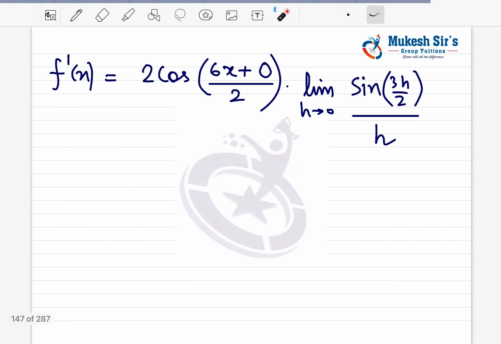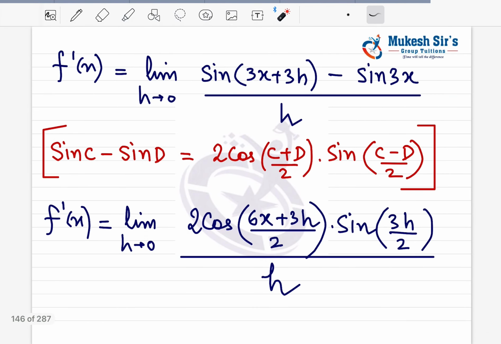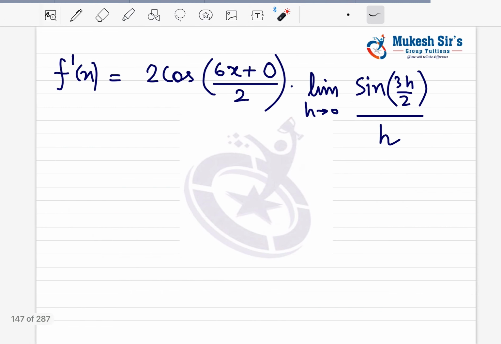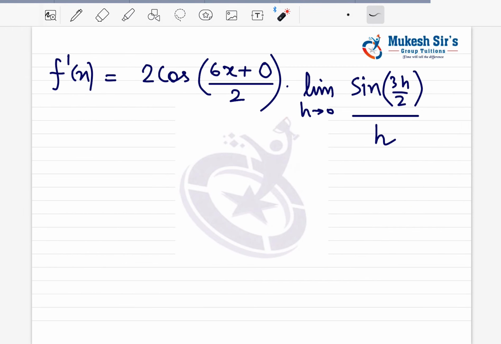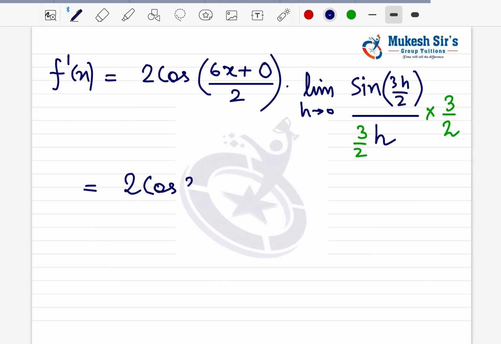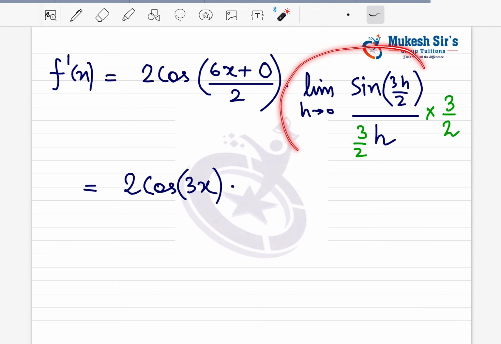तो फर्स्ट टर्म में लिमिट्स अप्लाई किया, h का वैल्यू 0 आएगा. The limiting variable is h, so h becomes 0 here. तो (6x plus 0) upon 2 आएगा और ये दोनों को साथ में लिखा है sin 3h अपॉन h. Now to make the angle same, you multiply and divide by 3 by 2. Okay, so you can use the formula sin theta upon theta is 1. So this becomes 2 cos 6x upon 2 becomes 3x, into limit of sin theta upon theta becomes 1. So sin theta upon theta is equal to 1, so this value becomes 1 into 3 by 2.